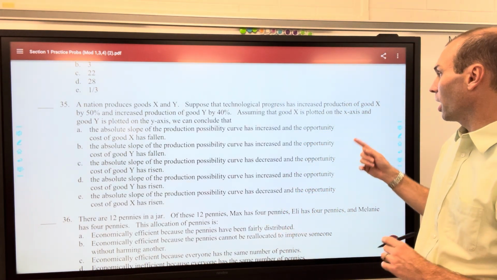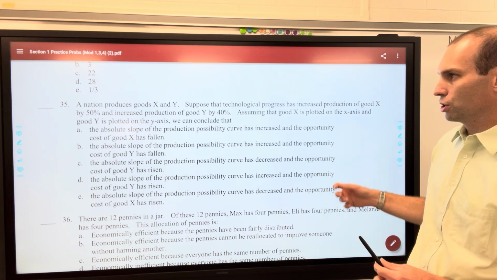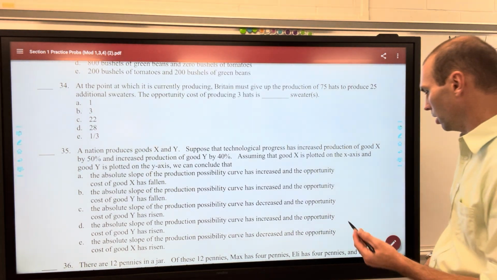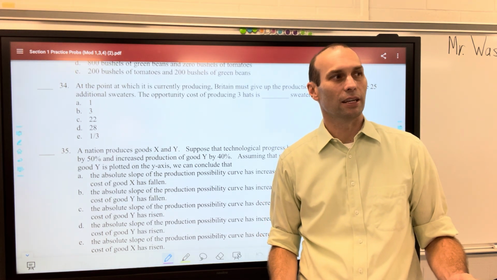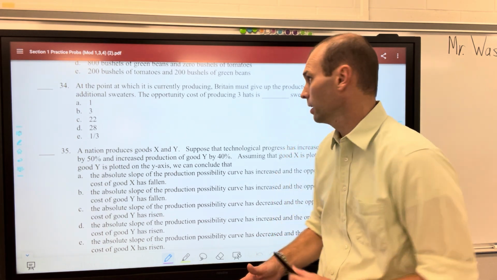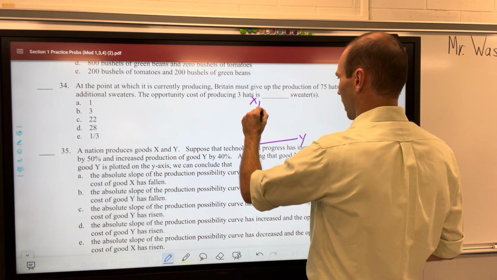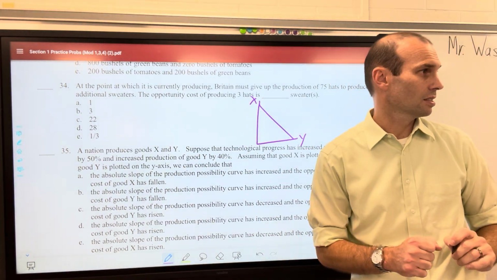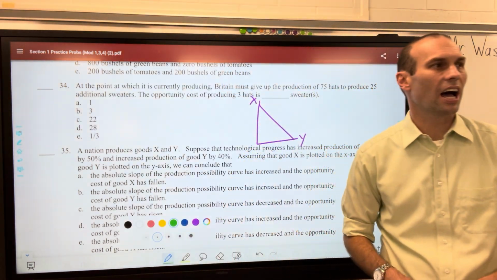Assuming that good X is plotted on the X-axis and Y is on the Y-axis, we can conclude that, what does the slope do? Okay, let me just walk through how I would solve this one. There are better ways to think of it, but to me, the best way is, when in doubt, graph it out. So I have good X and good Y, and we'll assume a straight line because it says no specialty. Make sense?